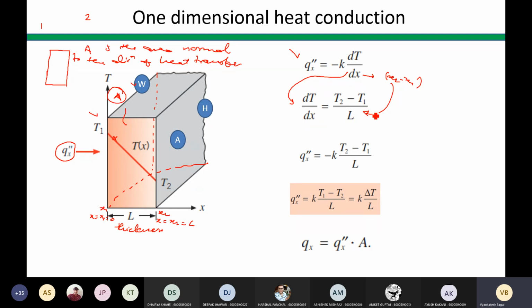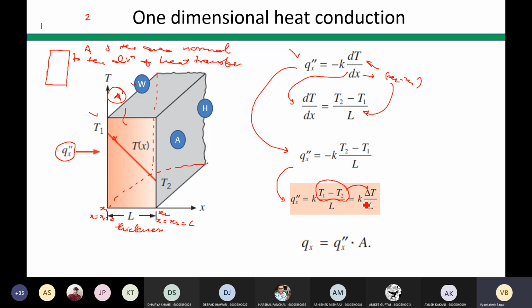And now I'm going to put this expression here and rewrite this equation. Qx double dash is minus k (T2 minus T1) divided by L. Solving this further, I can write the expression like this. I already know that temperature T1 is more than T2, so I am just absorbing this minus sign here. Then I'm writing Qx double dash is k (T1 minus T2) by L. Or this temperature difference T1 minus T2, I am simply writing as delta T, the overall temperature difference, delta T divided by L.